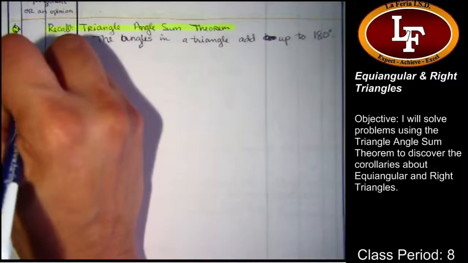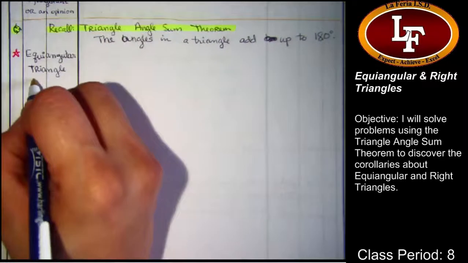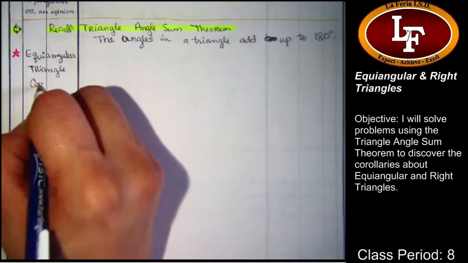This item that is the new important thing is called the equiangular triangle corollary.